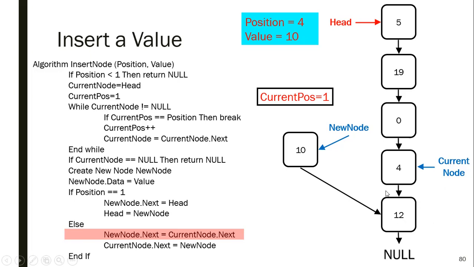Now we have to break this link. So this is called current node dot next. So it will be pointing toward this node now. Hence we have first, second, third, fourth, and then fifth, and then sixth value. So we have inserted it. We can do the same for the end as well. It is the same procedure.